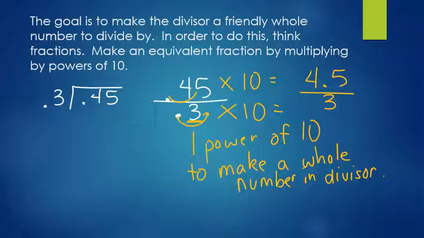Take, for instance, 45 hundredths divided by 3 tenths. If we could just multiply that 3 tenths by 1 power of 10, we could shift the decimal one place to the right and have a whole number. And remember with fractions, whatever you do to your denominator, you must do to your numerator. So we're going to multiply both of those numbers, numerator and denominator, by 1 power of 10, and we will end up with 4 5/10 divided by 3. Dividing by 3 is a much friendlier number, and it's okay to have a decimal in your dividend.